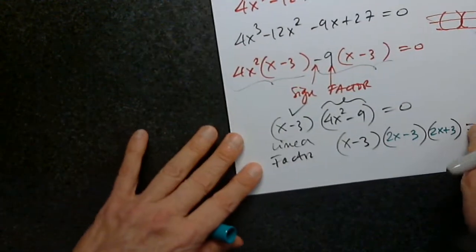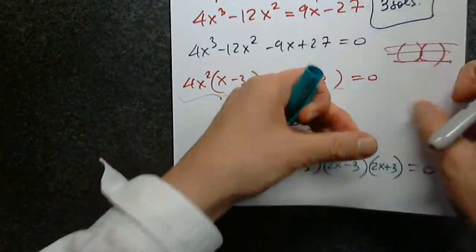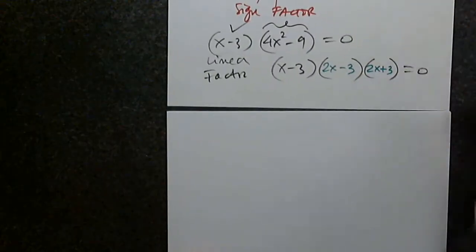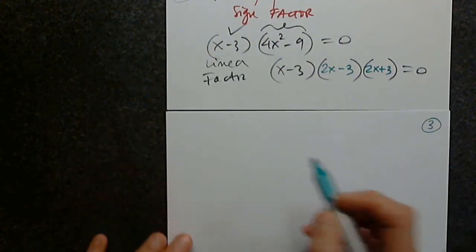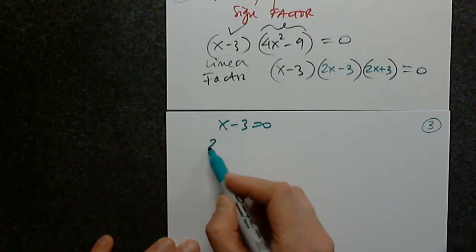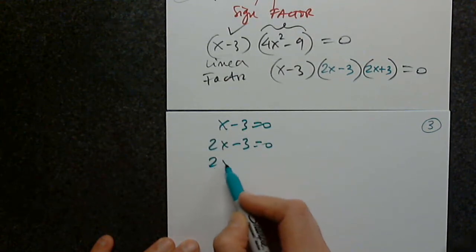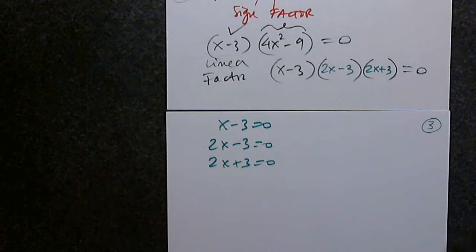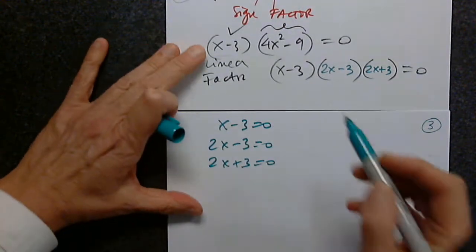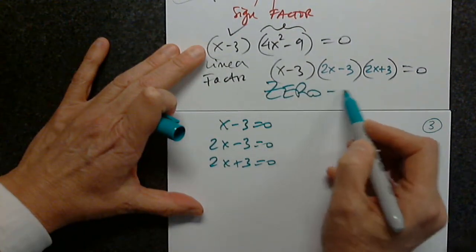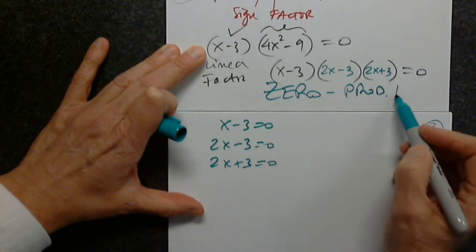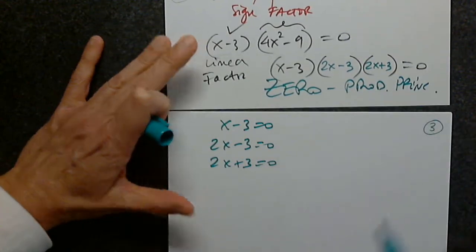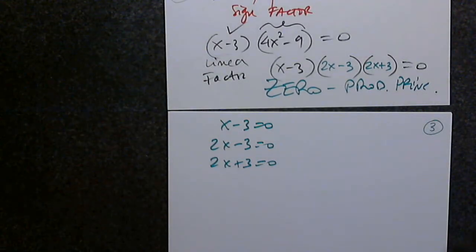From each factor, I will get a solution. Please set each factor equal to 0 and give me 3 solutions. So set x minus 3 equal to 0, 2x minus 3 equal to 0, and 2x plus 3 equal to 0 by the zero product principle. A product is 0 only if each and every factor could be 0.